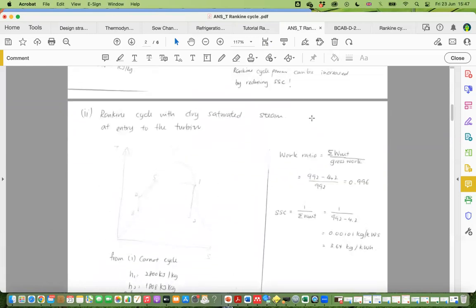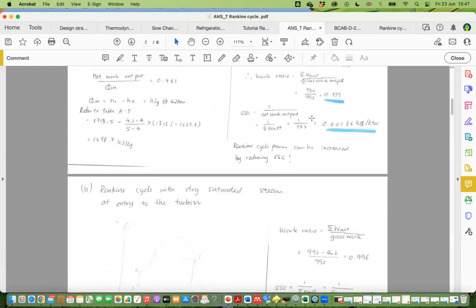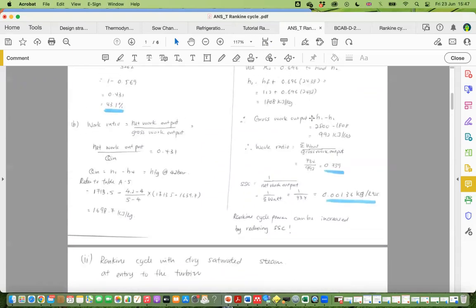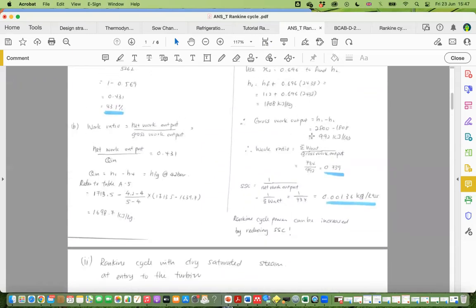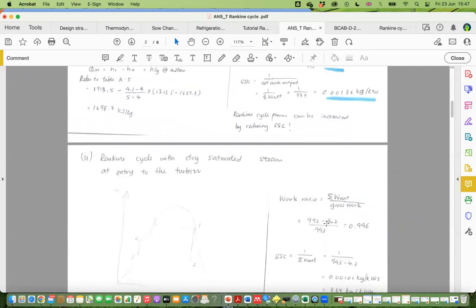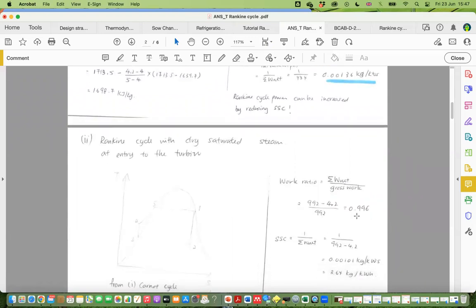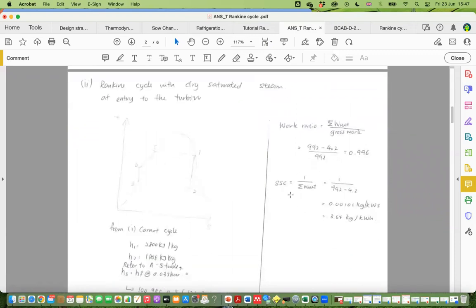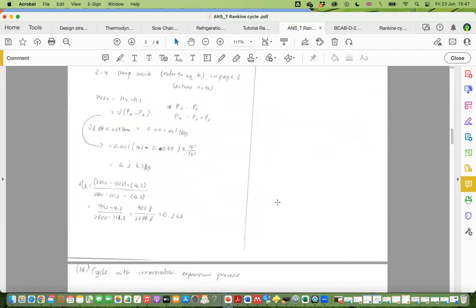Okay, so you can refer back to the gross minus the feed pump over the gross, and you can get your work ratio. And for the SSC, same thing, 1 over the net work.